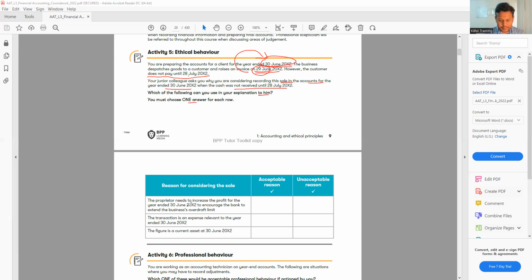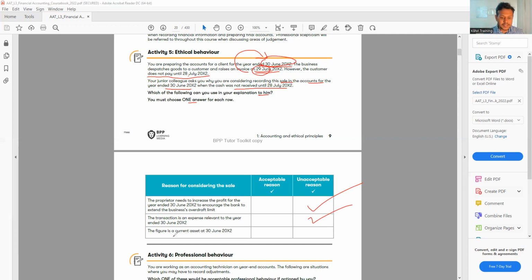Acceptable, non-acceptable. The first one says, the proprietor needs to increase the profit. No. So I'd like to show more profit, that's why I want to record all the sales in this period. That cannot be the acceptable answer. The next, the transaction is an expense to the relevant year. No, it is not an expense, remember that. Because I'm expecting some money from my credit customer, it is an asset, not an expense.